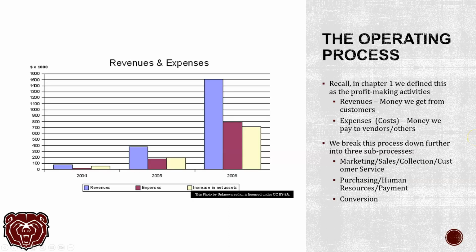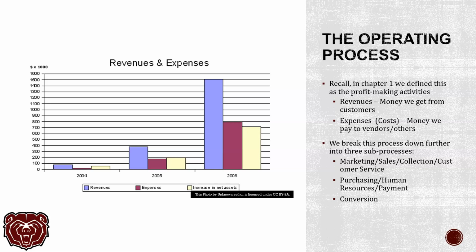So the operating process, if you remember in Chapter 1, we kind of said, hey, this is the profit making activities of a business. So this is anything that has to do with revenues and expenses, right? Because when we talk about profit or net income, it's just the difference in our revenues and expenses. If you have greater revenues than you have expenses, then you've got net income, or what most people consider to be profit. Okay. One easy way to define revenues is it's simply the money that we get from customers.